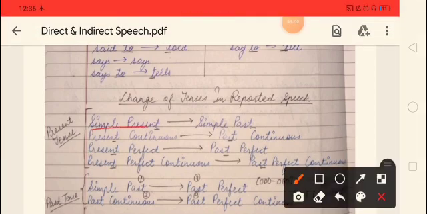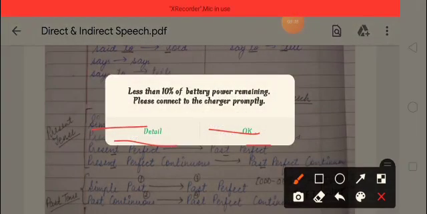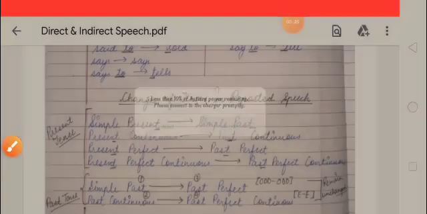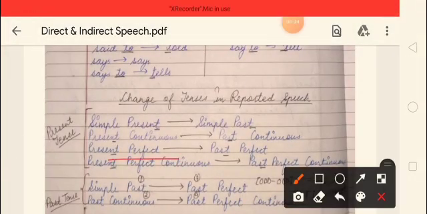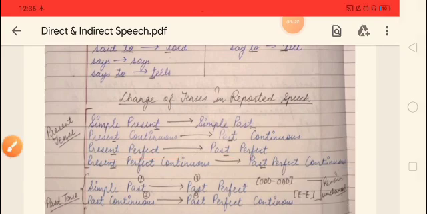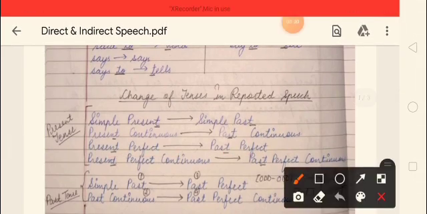Your simple present is... when you transform the sentence into indirect speech, simple present changes to simple past. Present continuous changes to past continuous. Present perfect changes to past perfect. And present perfect continuous changes to past perfect continuous. These were some of the changes in present tense.